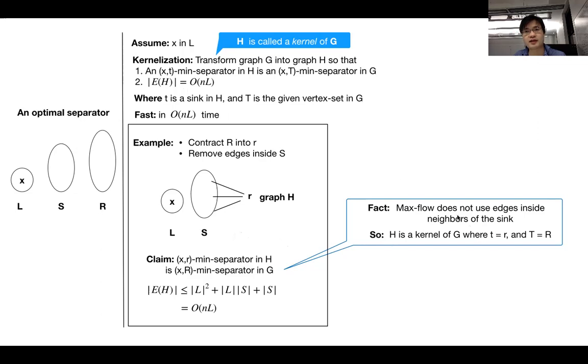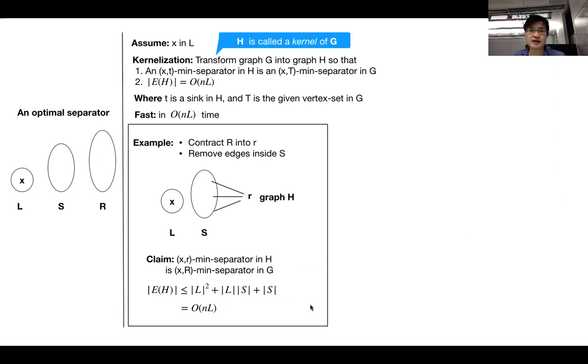If you look at this formula, we consider small t to be r, and capital T will be capital R in this set. In this case, what will be the size of this kernel? The number of edges of this graph is going to be L squared plus L times S. There's no edge inside S because we removed them all, and then the edges from S to r. Then the total number of edges is just NL.